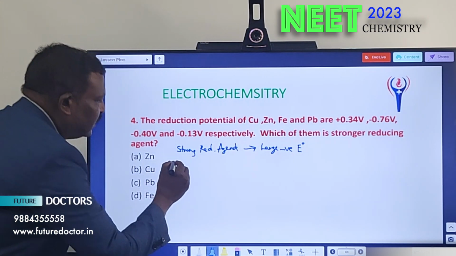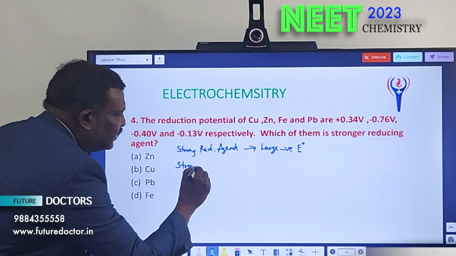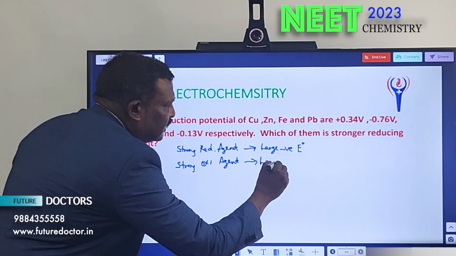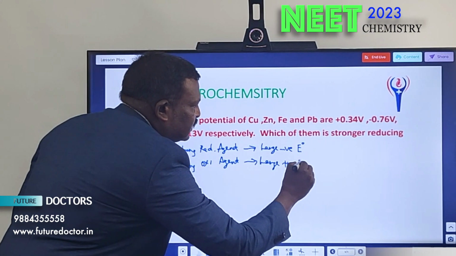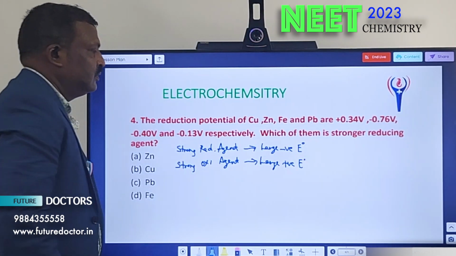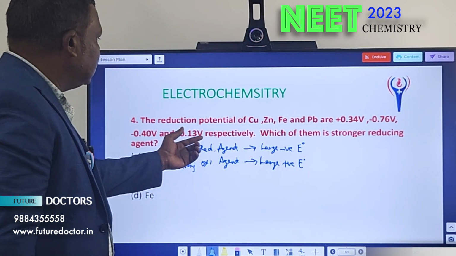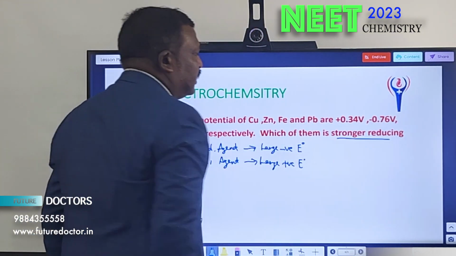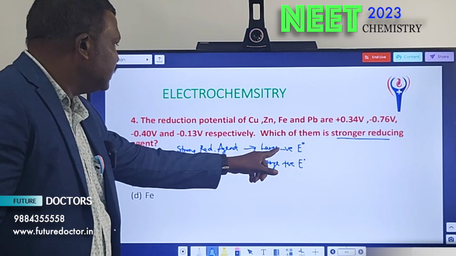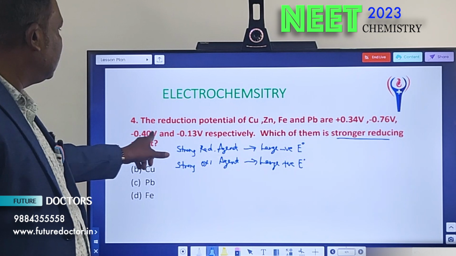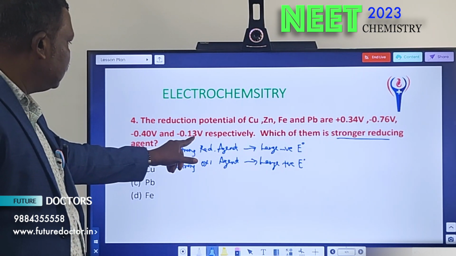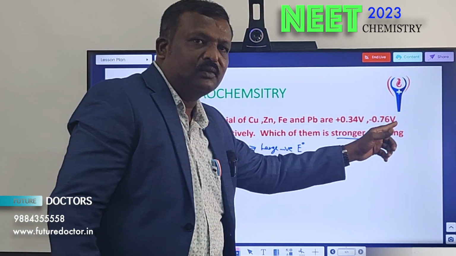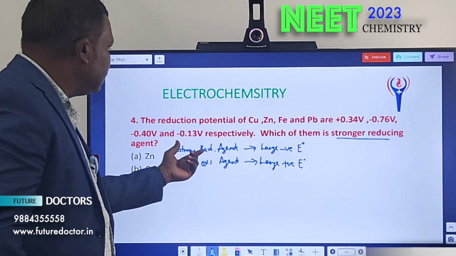Likewise, any species considered a strong oxidizing agent is just quite the opposite, no? Oxidizing agent will have a large positive value. That's all. Positive E naught value. Understood? Are you following? Right. So here they are asking to find only the strong reducing agent. Strong reducing agent means large negative value. Which one is the large negative value here? Minus 0.13, 0.40. Large negative, I told you. This is called large negative. Understood? So large negative only is considered a strong reducing agent.